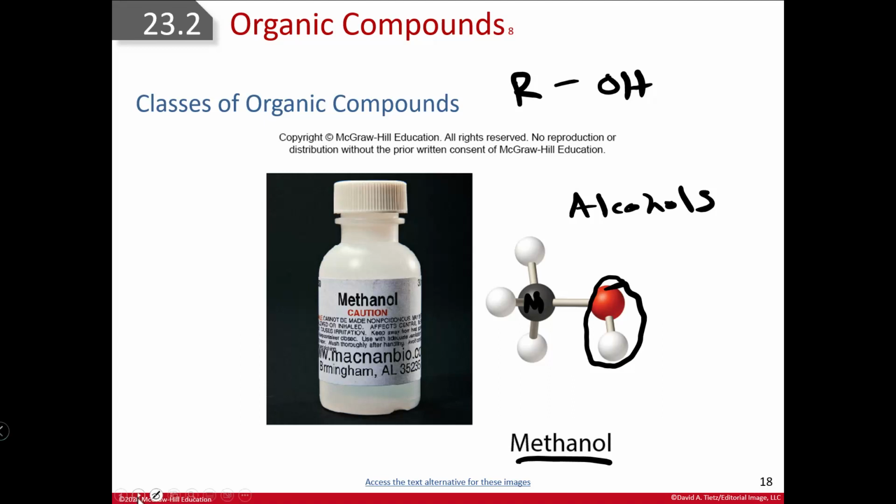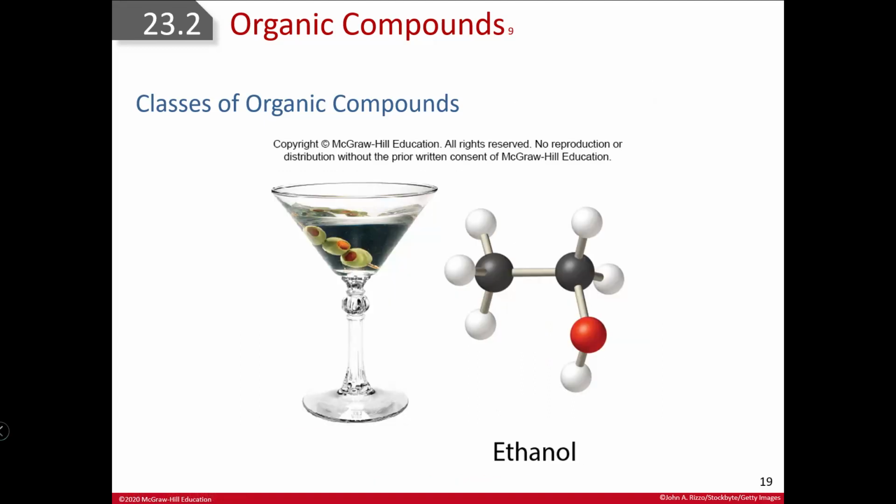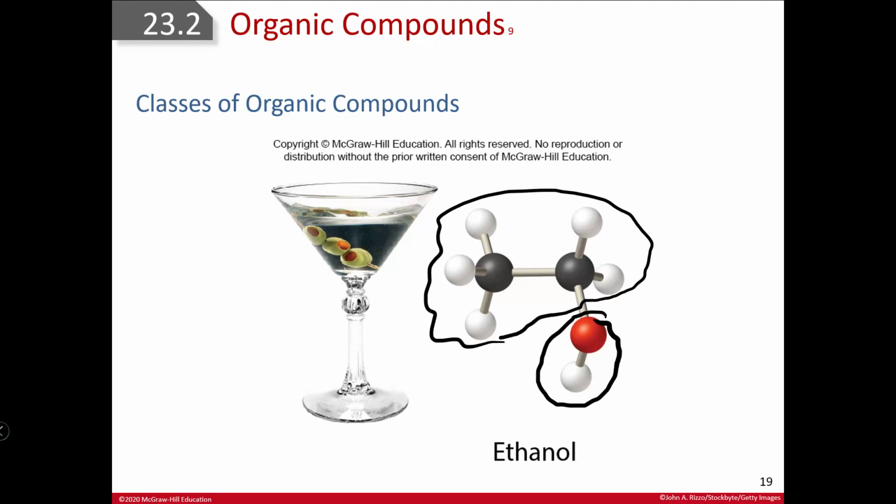So what you're probably more familiar with is ethanol. Again, what are the hallmarks? The functional group here is the hydroxy group, and then the rest of this is the alkyl group. In this case, the alkyl group is ethyl. So this is ethyl alcohol or ethanol, both of those names.